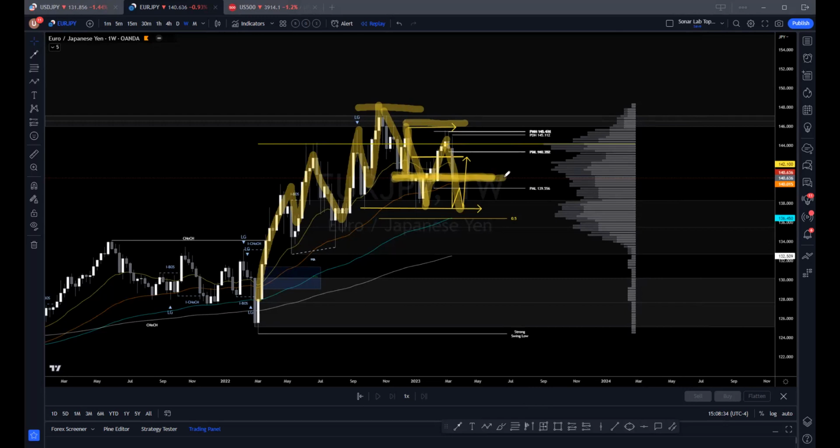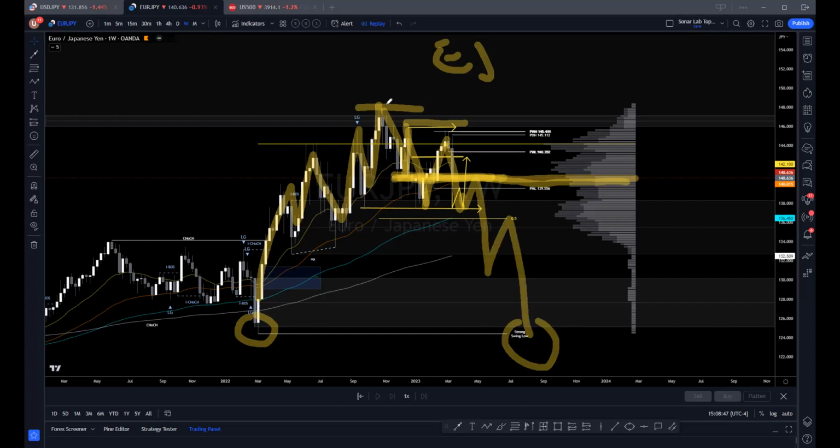breaking or staying below that structure. The structure is the change of character. This is the change of character of Euro Yen. That needs to tell me we are going lower, okay? Right now, we are bearish on Euro Yen, okay? I do not see us coming back and taking out that high.